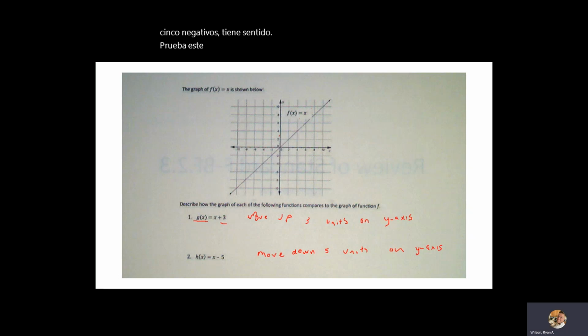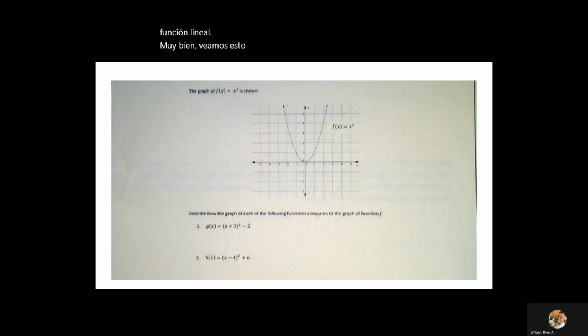These are transformations of a linear function. All right, let's do this next problem real quick. What kind of function is that? What's the smiley face? Parabola, and or we can call it a quadratic, okay?